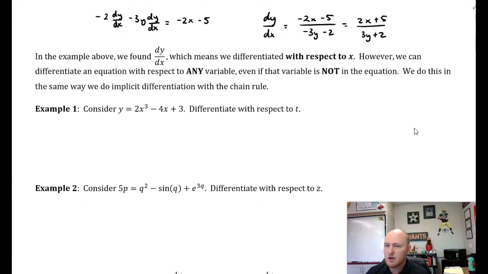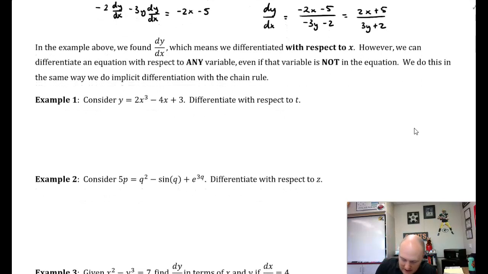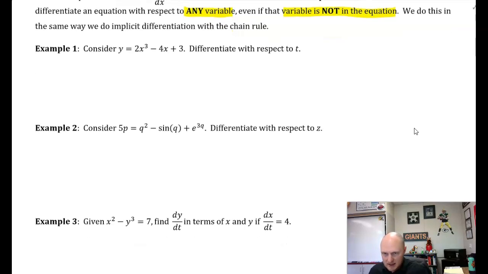But we can also differentiate with respect to any variable, even if that variable is not in the equation. Okay, and we often do this with the variable t, time. So let's look at an example of this. Example number 1, they say consider y is equal to 2x cubed minus 4x plus 3. Differentiate with respect to t.